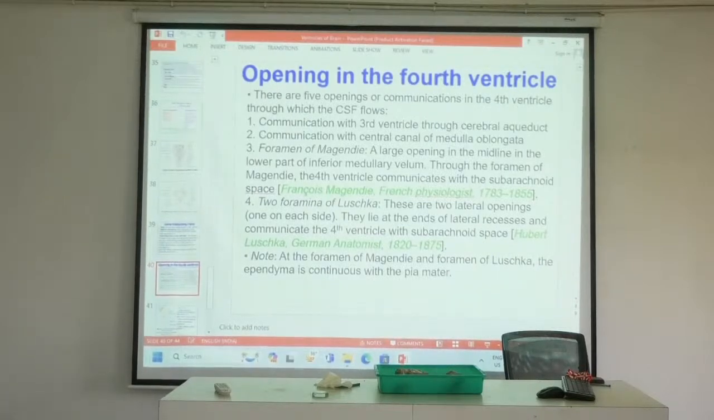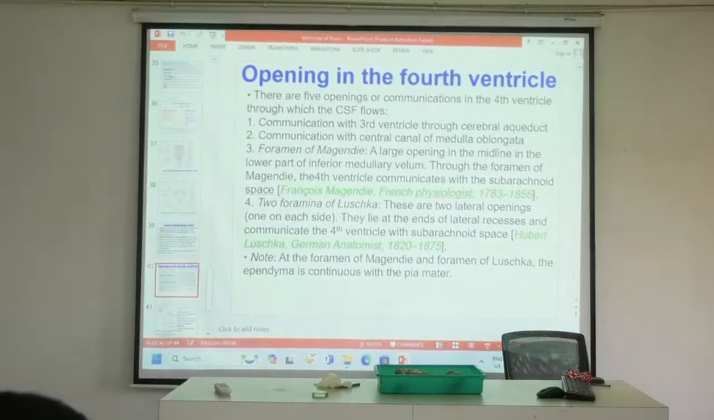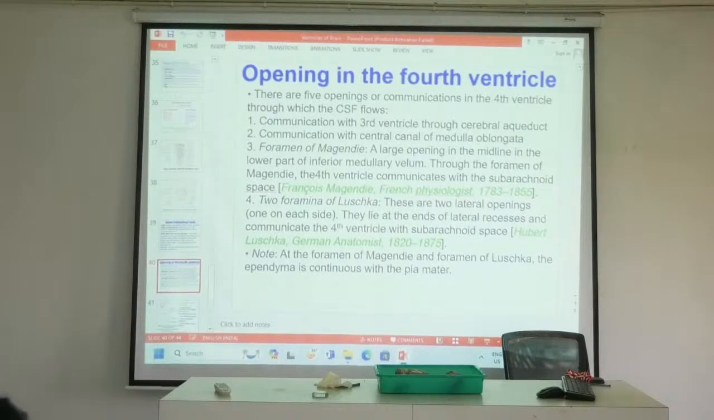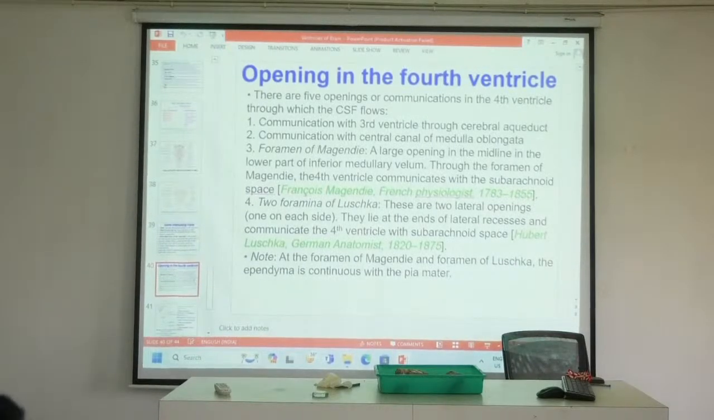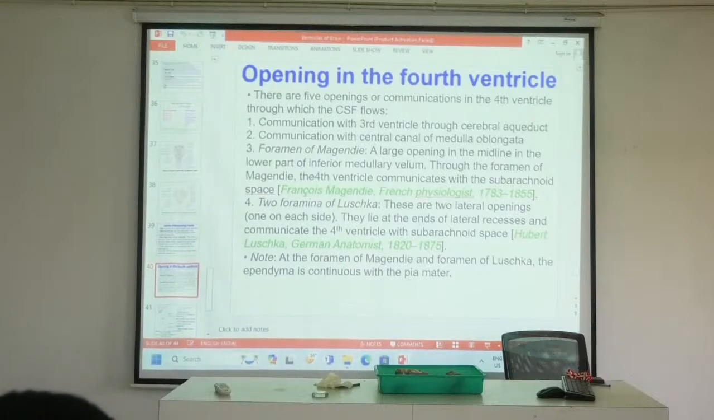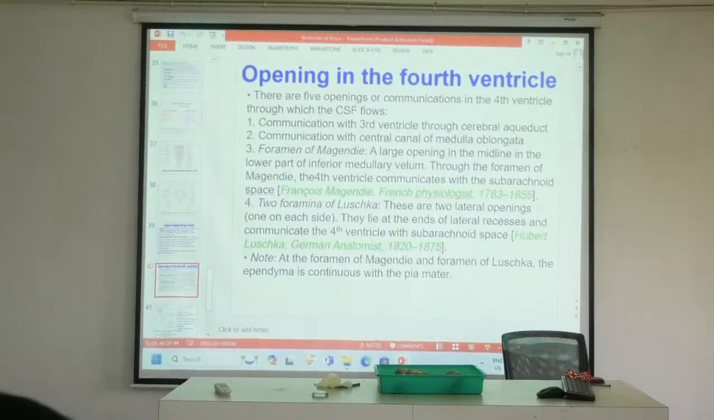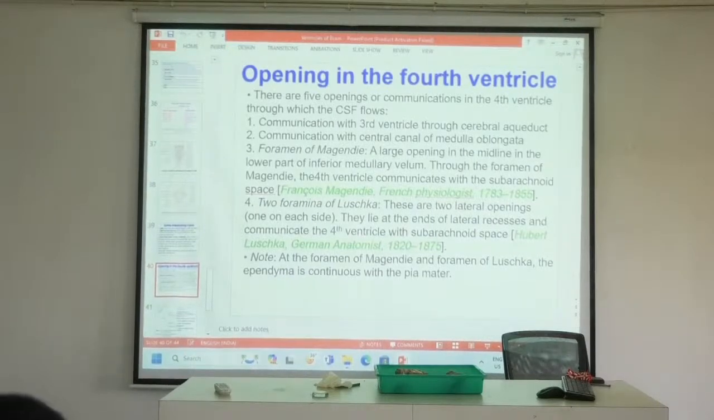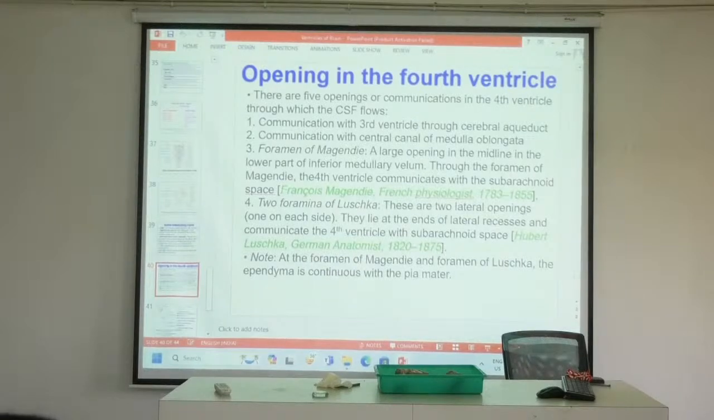Next are the openings in the fourth ventricle. This is also an important topic. There are 5 openings or communications in the fourth ventricle through which the CSF flows. Communication with the third ventricle via the cerebral aqueduct, communication with the central canal of the medulla oblongata, and 3 foramina: the foramen of Magendie, a single foramen, and 2 foramina of Luschka. The foramen of Magendie is a large opening in the midline in the lower part of the inferior medullary velum, and through it the fourth ventricle communicates with the subarachnoid space.